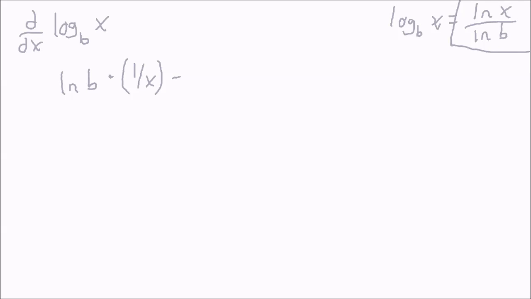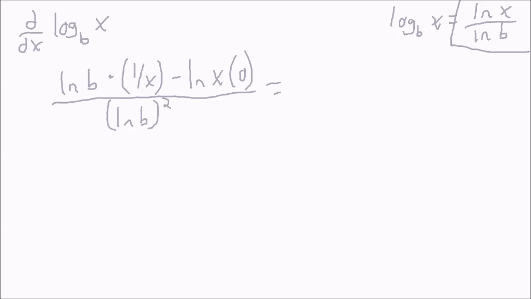Then we subtract. Now ln of x will stay the same, so we have ln of x, and then we take the derivative of the natural log of b. Now in this case, b is my base for my logarithm, which is just going to be a number. So the natural log of a number is just another number, so its derivative is going to be 0. I put that all over ln of b squared.